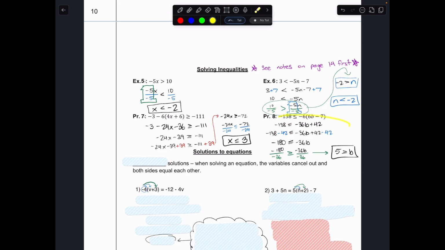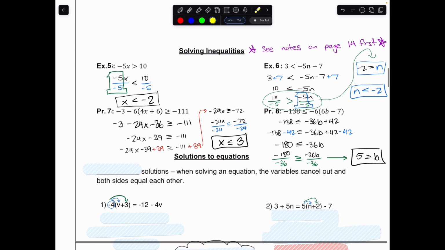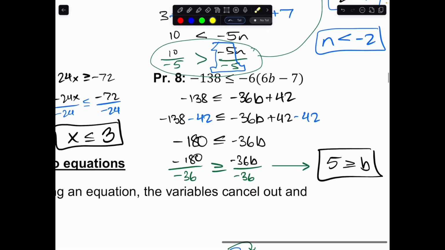Check your work on problem 8 as well. It's very similar. I'll zoom in. We need to distribute, and then subtract to get the term with the variable on one side and the term without a variable on the other side. And then we divide. Dividing by a negative changes the direction, and we get our solution.